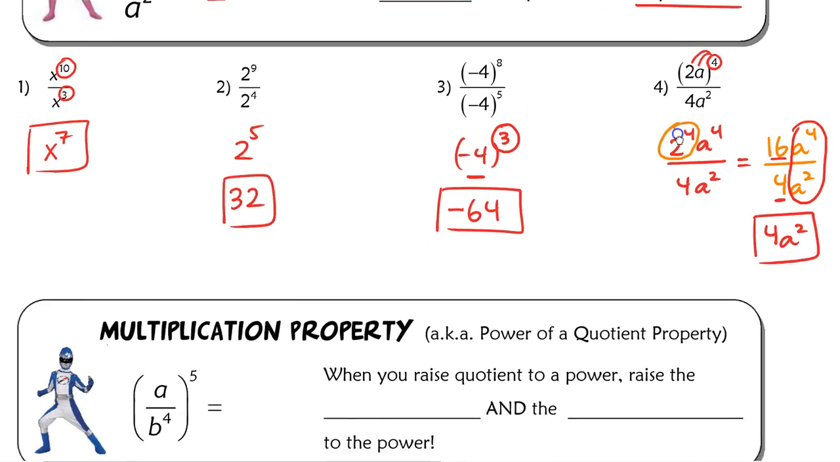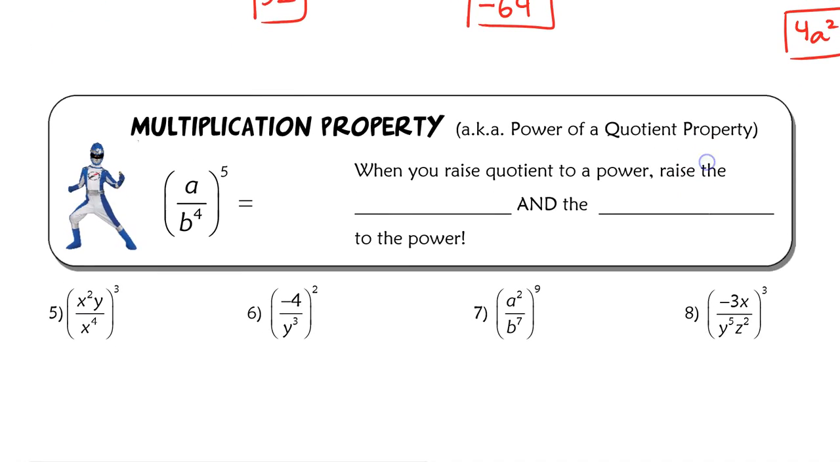Now our next rule is called the power of a quotient property, which we're going to nickname, again, the multiplication property because it's the same idea. This time it's when you have a fraction or a quotient, because this is a quotient with the division bar right here, and you're raising it to a power. In this case, we have a over b to the 4th, all raised to the 5th power. So what you're going to do here is actually distribute this 5 to both the a and to the base down below, this b here.